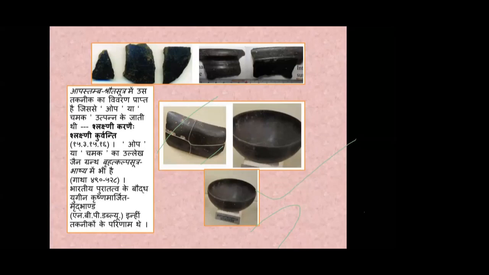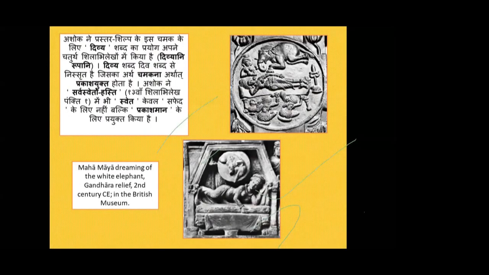Now you see, there was a word that is also a technical word. I was very much fond of getting a few words from Ashok himself, but it was very difficult in early times. But now I have taken two words especially. You see, there are words like Divya, Divyani Rupani. There is one word, Sarva Sveto Hasti.